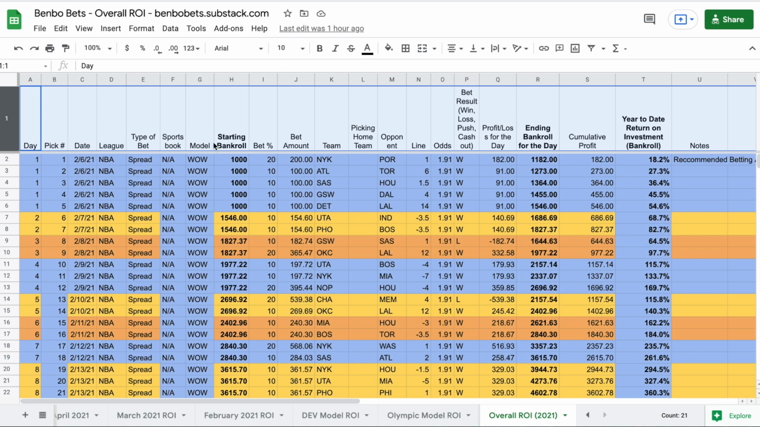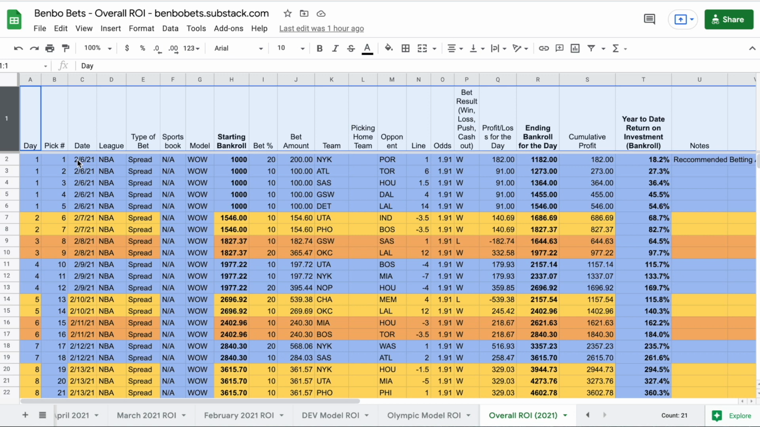Let's start first of all with the sheet. And you see here at the bottom, I have a bunch of different tabs that I've created. But let's start with overall ROI. So this is from day one. This project started on February 6th, 2021. And I'm recording this on Monday, August 9th.